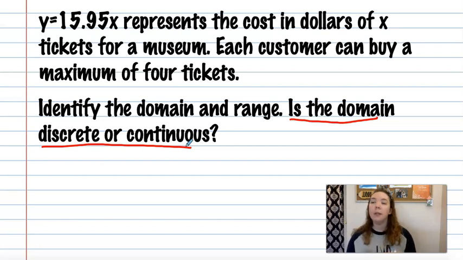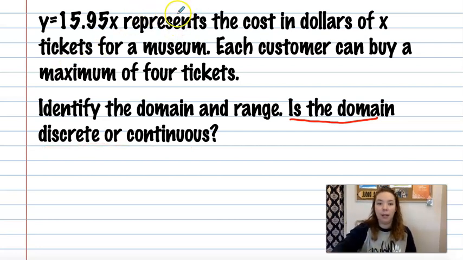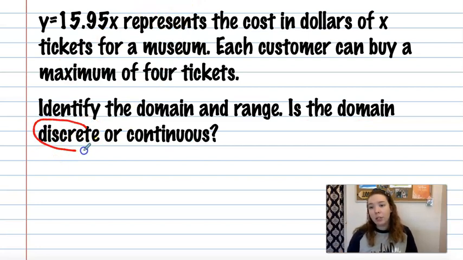So if you're talking about something that you purchase, normally that's discrete. If you talk about people, that's always discrete. You can't buy 2.5 tickets. You could buy 2 tickets or 3 tickets. You can't have 1.5 people. You can have 1 person or 2 people. So usually if it involves people or something that you can purchase, if it has to be a whole number, then that's discrete. So for this one, I'll get rid of my line here. It is discrete.